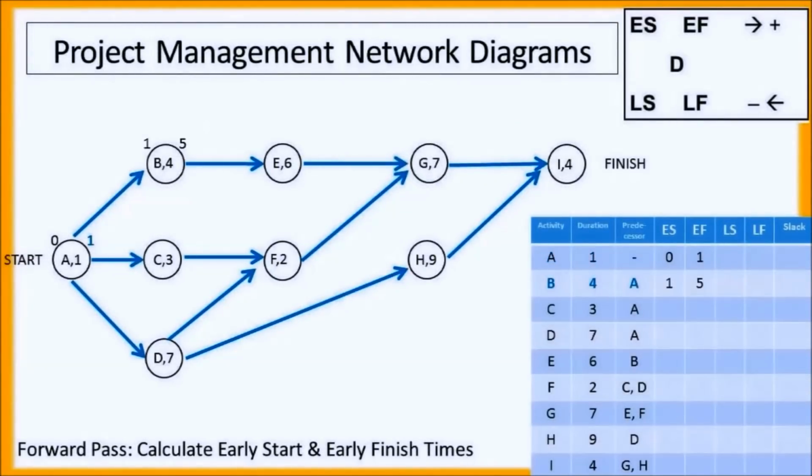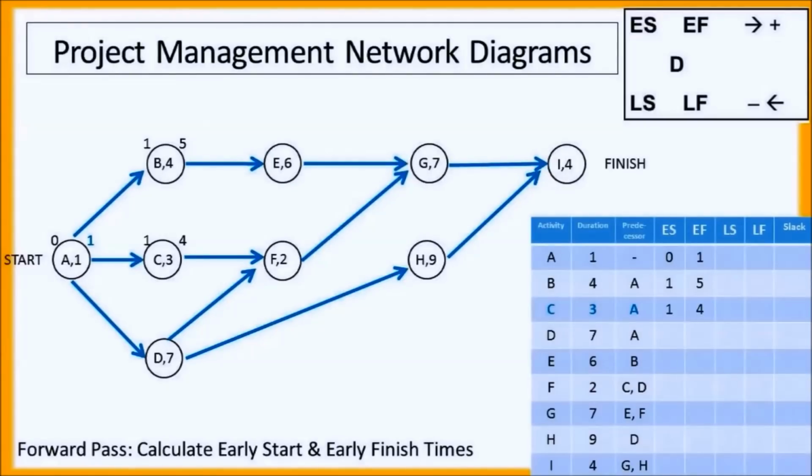As we can see in the diagram, after task A is completed, then task B, C, and D can be started. So looking at task B, it can be started once task A is complete. So the early finish of task A becomes the early start for task B. Then we add activity B's duration of 4, and we get an early finish for task B of a time of 5. Let's repeat these calculations for tasks C and D.